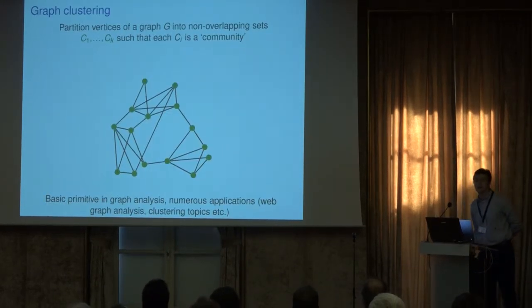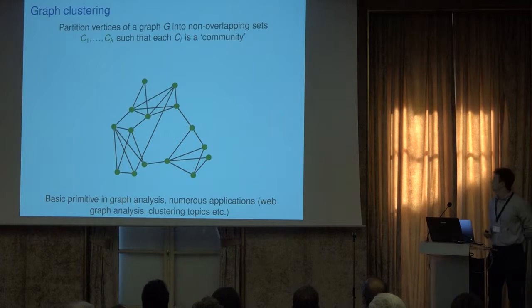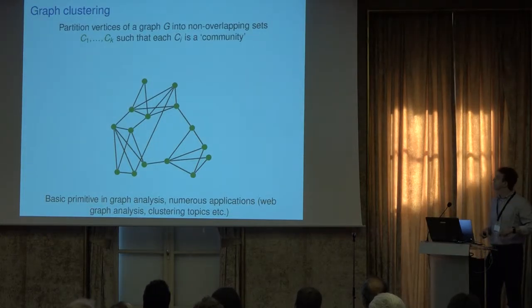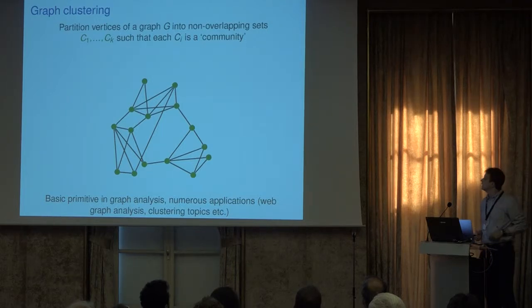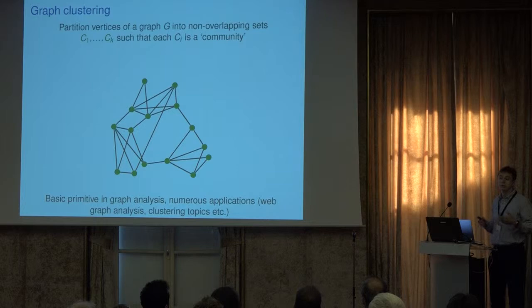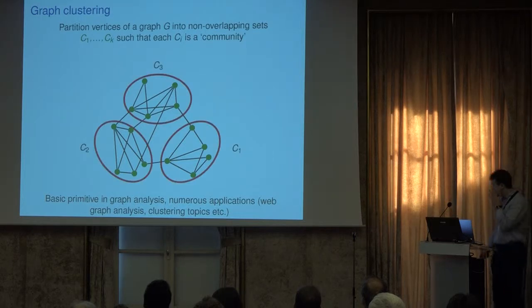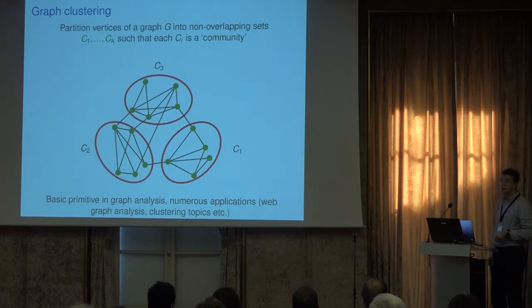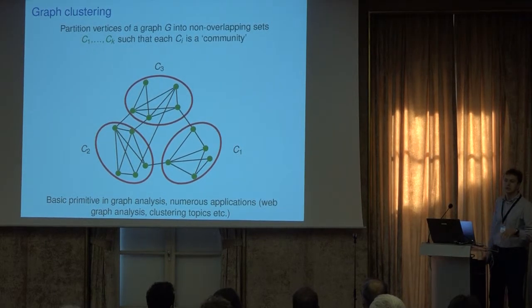So this talk is about graph clustering. The problem is, we're given a graph, and we want to partition the vertex set of the graph G into k non-overlapping sets, C1 through Ck, that look like communities or clusters. So for example, for the graph on the slide, a partition into 3 clusters like this, C1, C2, and C3, is a pretty reasonable solution. Clustering is a basic primitive in graph analysis and has numerous applications.